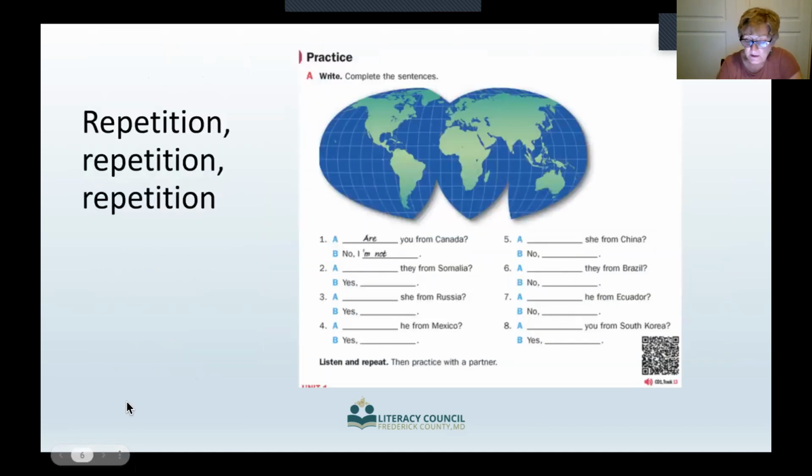I can't stress enough the importance of repetition and practice in teaching English. This is especially true for grammar practice. Repetition is built into the instructional materials, and if you sense that your student needs more practice, then go for it. Do more practice.